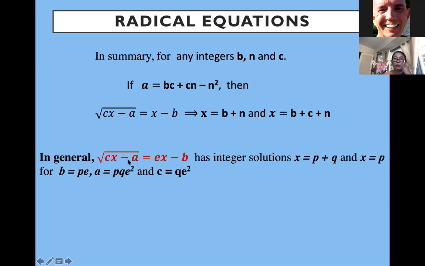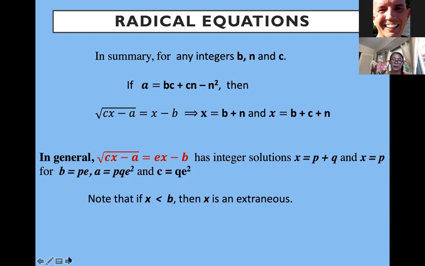Now we can put it in general form like this: square root of cx minus a equal to ex minus b. You use the same trick. You plug it back and look at either a Pythagorean triple, or you can see some other way to form it up, and then you will have 2 solutions right here. B is equal to PE, A is equal to PQE squared, and C is equal to QE squared. So you choose the free numbers P, E, and Q, and then you set up C, B, A in this way, and your answer will be an integer.